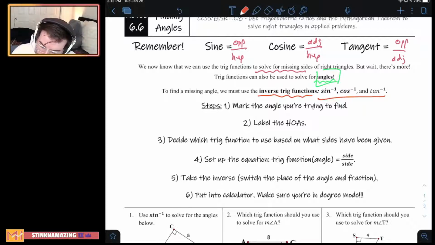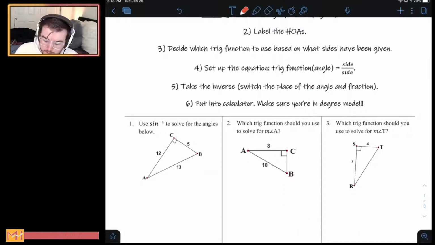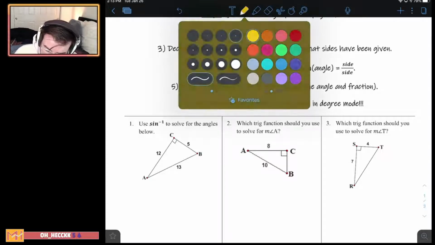Opposite, adjacent, and hypotenuse, right? Well, first mark the angle and then label the sides, step 2. Decide which trig function to use based on those sides. We've done that before. We're going to set up a similar equation. But instead, we're going to take the inverse and use our calculator to solve. So lots of similar steps, except we're using inverse trig functions. So let's dive right into it.